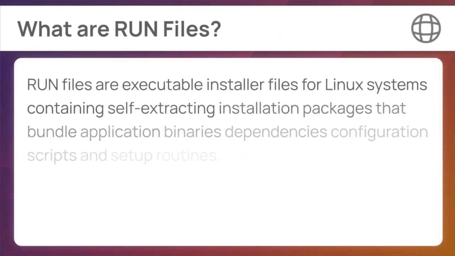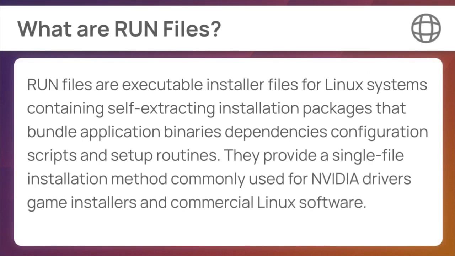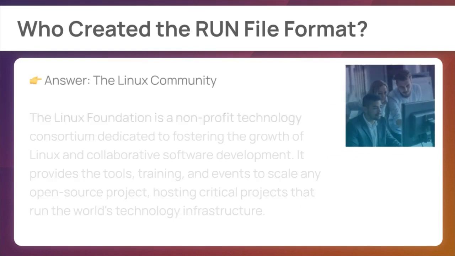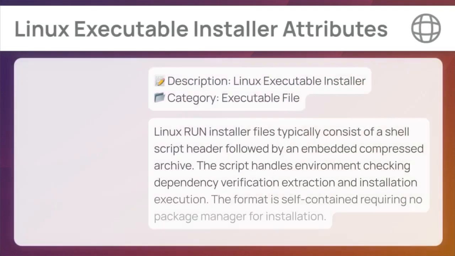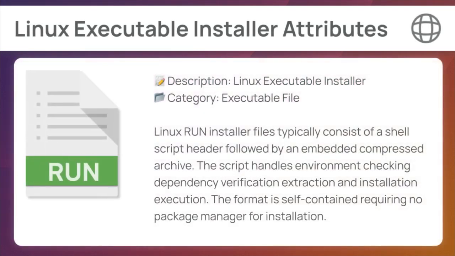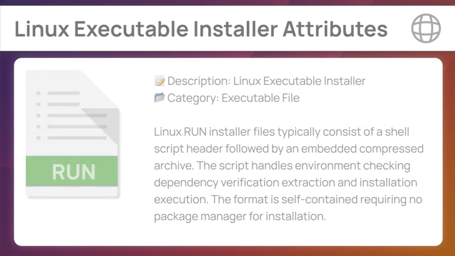RUN files are executable installer files for Linux systems containing self-extracting installation packages that bundle application binaries, dependencies, configuration scripts, and setup routines. They provide a single file installation method, commonly used for NVIDIA drivers, game installers, and commercial Linux software. Linux RUN installer files typically consist of a shell script header followed by an embedded compressed archive. The script handles environment checking, dependency verification, extraction, and installation execution. The format is self-contained, requiring no package manager for installation.